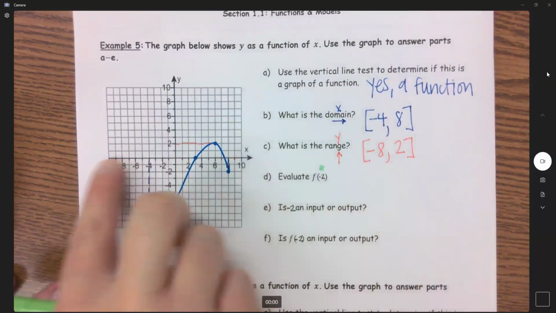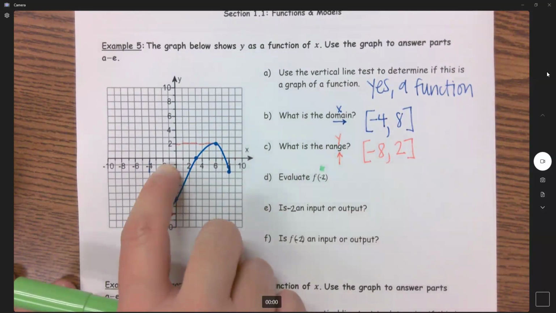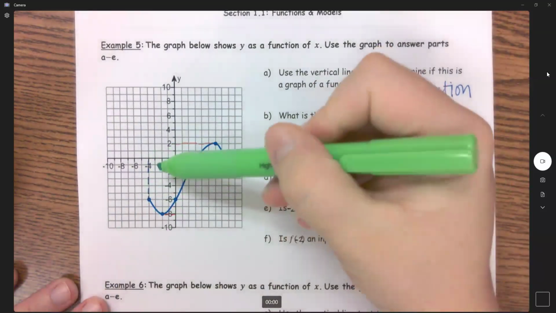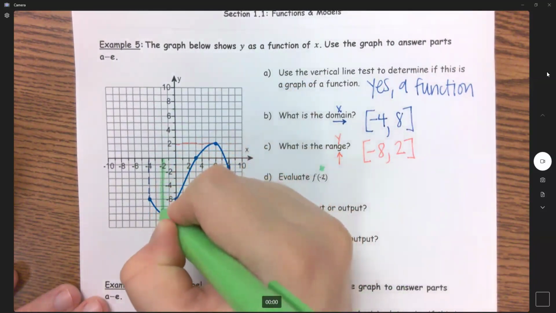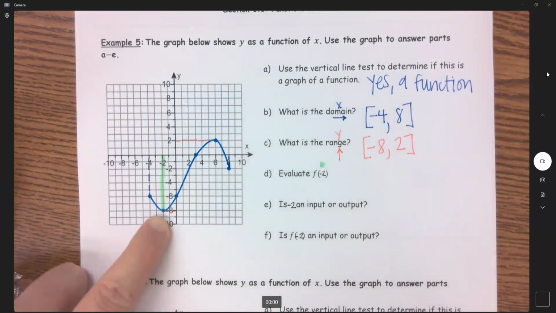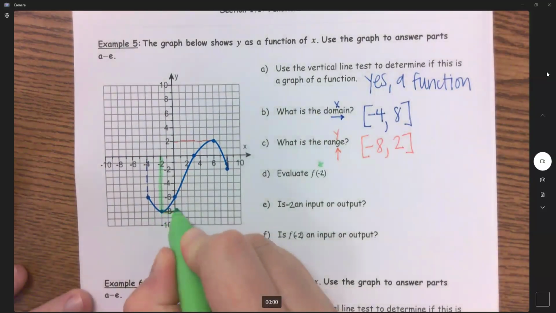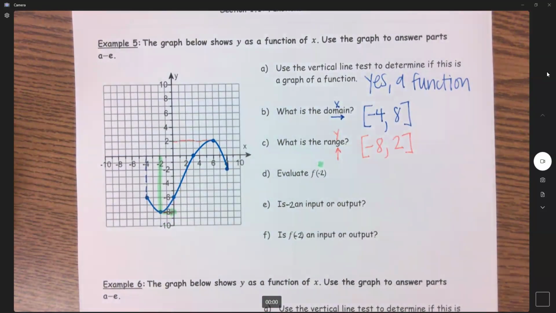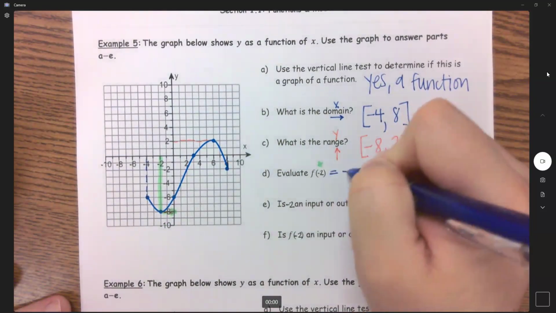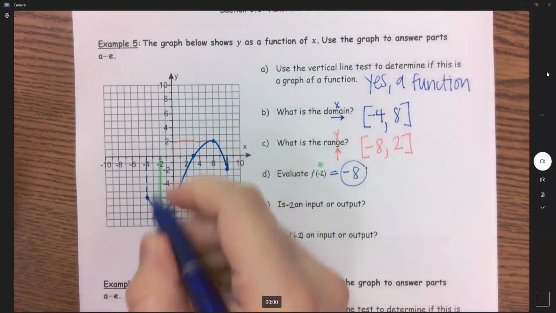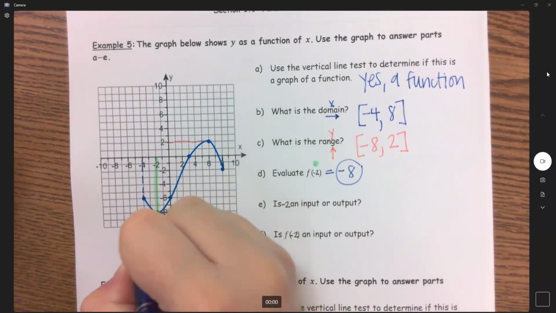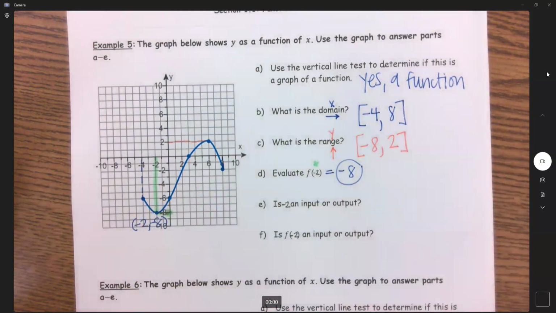So I'm going to go along my x-axis here to where x is -2. Meet your graph. I have no graph above, so I am going to go down below. Here's where my graph is. What is my y value when I have an x value of -2? That is at -8. And why? Because this ordered pair here is -2, -8.